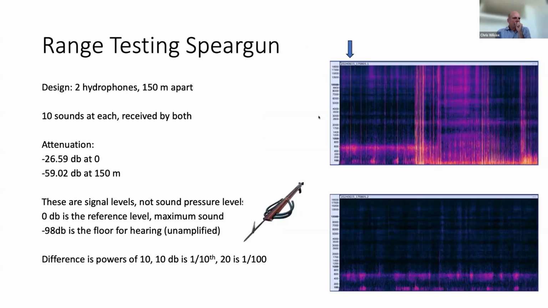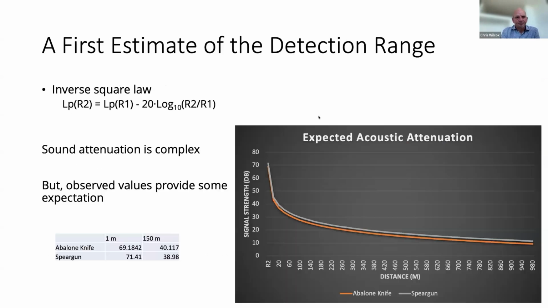We did the same for spear guns. So 2 hydrophones, 150 meters apart, firing a spear gun 10 times. Again, we get about a 50% reduction in sound power measured on the decibel scale at 150 meters distance. So if you take this data and use what's called the inverse square law, which is an easy way to figure out sound power loss with distance. So sound underwater travels much better than in the air, but it still attenuates with distance. We can calculate basically how far away we can hear something.